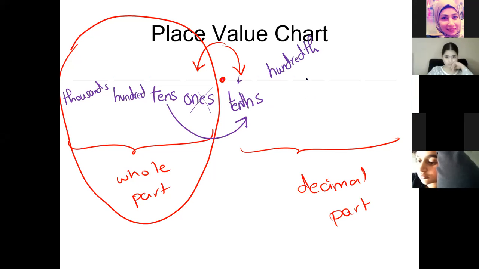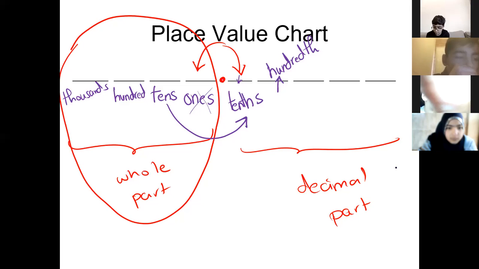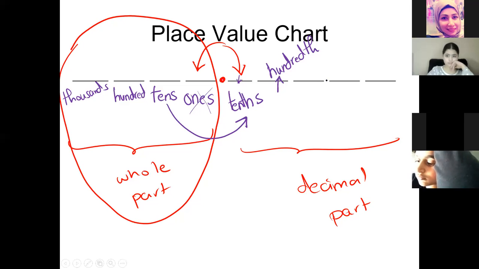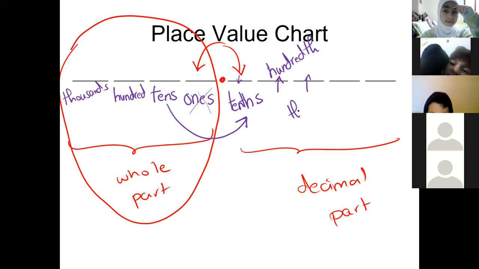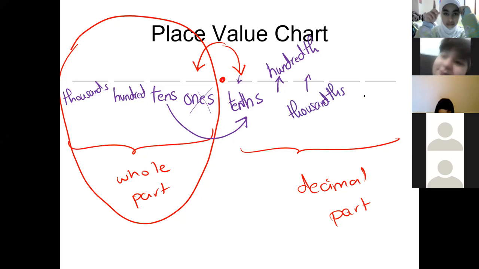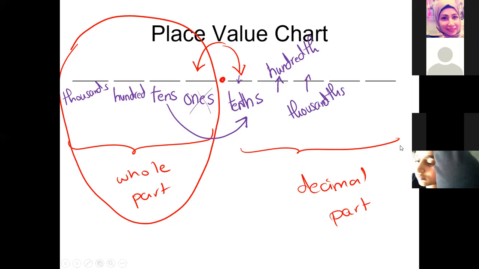After 100th, the next is 1000, thousandth. Excellent. After the thousandth, what do we have? Million.